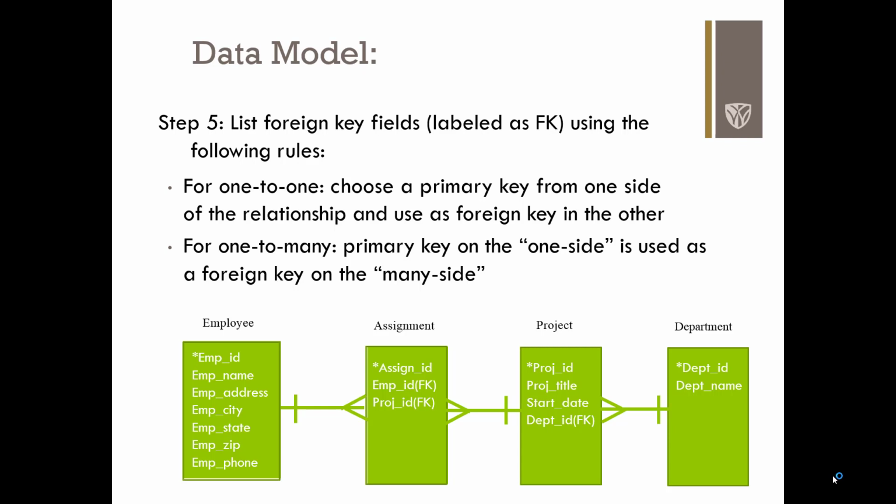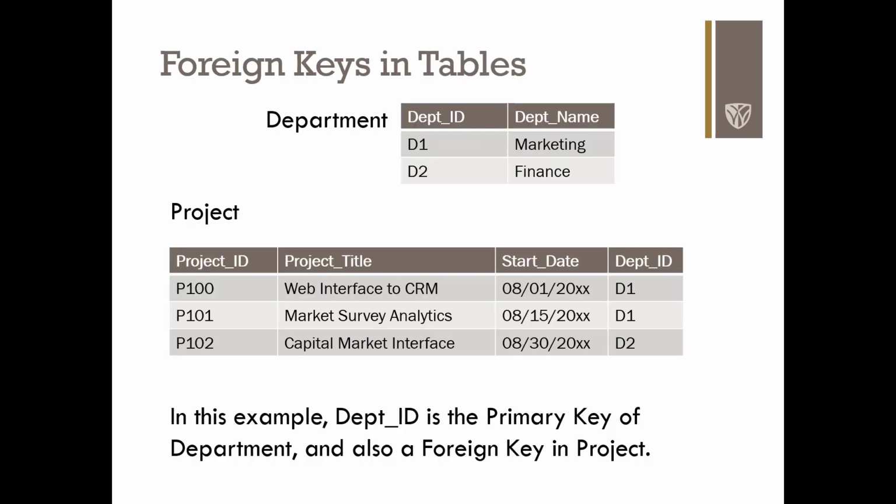Let's show how the foreign keys actually work by taking two of these and showing what a table relationship would look like. So here we've got the department table and the project table from the previous slide. We've got sample departments, marketing and finance, each of which is identified with a unique identifier, department ID. In our project table, we've got the project ID, project title, and start date. In addition, we've added the department ID as a foreign key. And this is how the relationship is maintained.